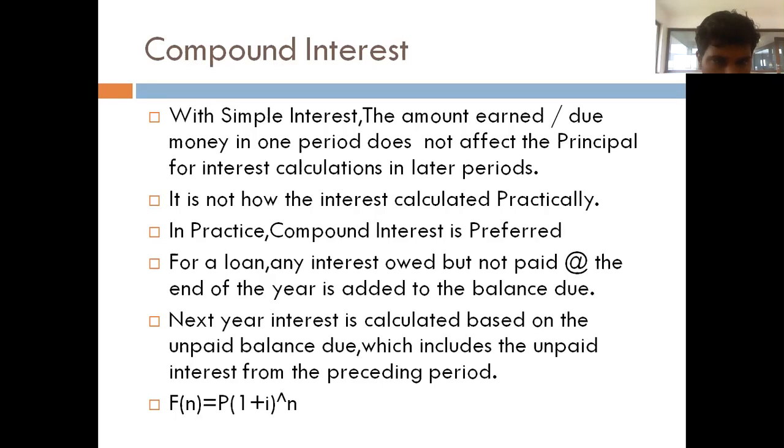For a loan, any interest owed but not paid at the end of the year is added to the balance due. It will be added to your principal amount. In the next year, interest is calculated based on the unpaid balance due, which includes the unpaid interest from the preceding periods. The formula is like this: F, the future sum of money, equals P into (1 plus i) to the power n. n will be the number of periods.